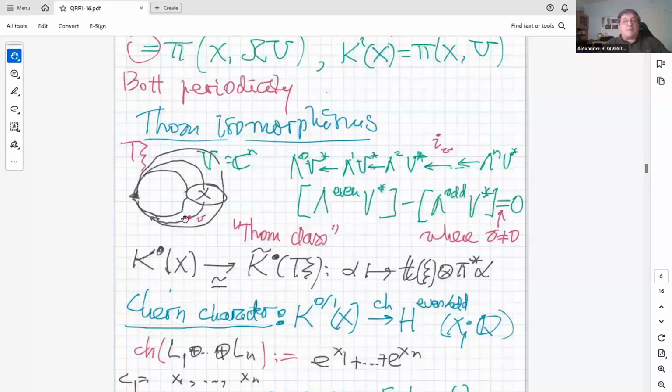But when the vector V is off the zero section, so it's a non-zero vector, then this complex is acyclic actually. So there is no cohomology in this complex, which means, in other words, that this alternated sum of exterior powers outside of the zero section is zero as a virtual vector bundle. So the sum of even exterior powers is isomorphic to the sum of odd exterior powers, and the isomorphism is established using this contraction by a non-zero vector V.